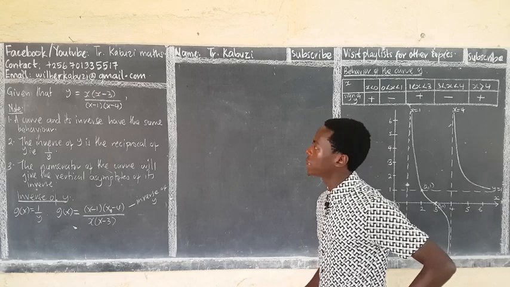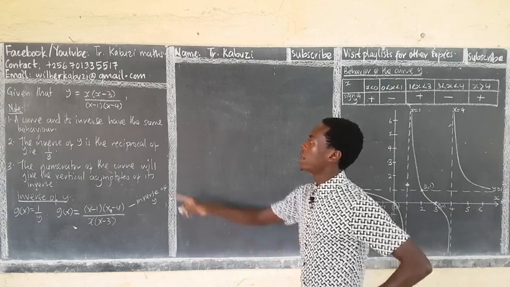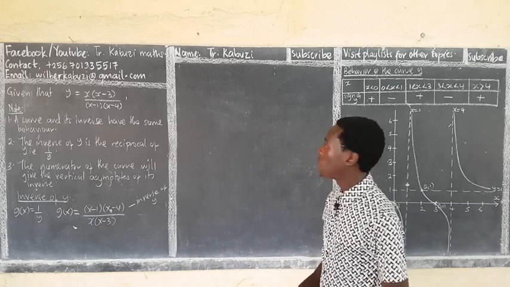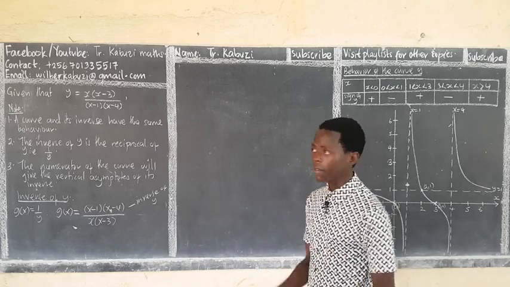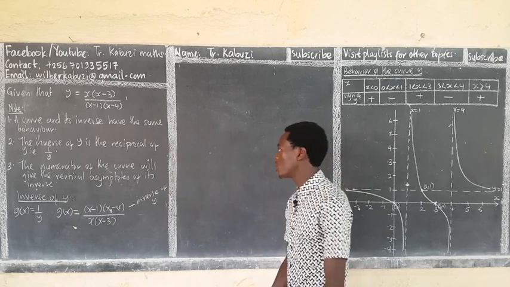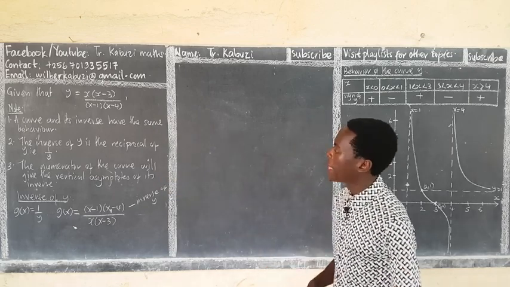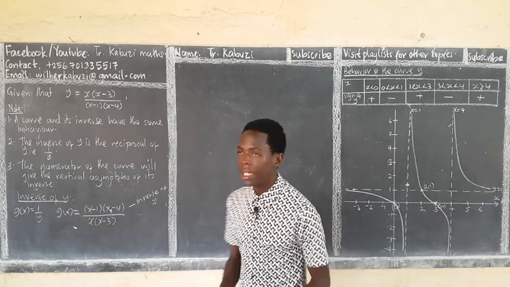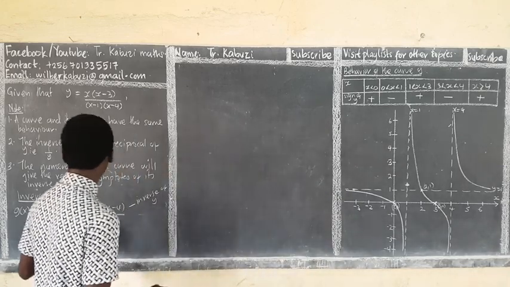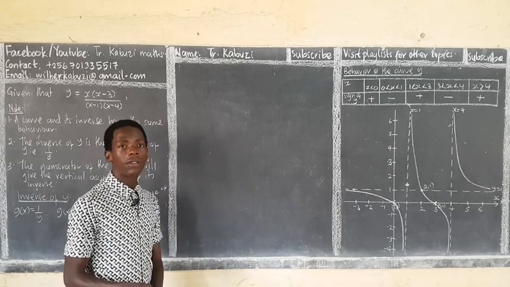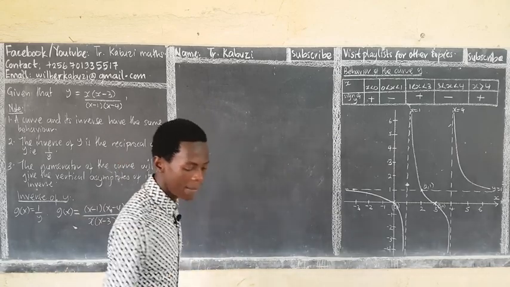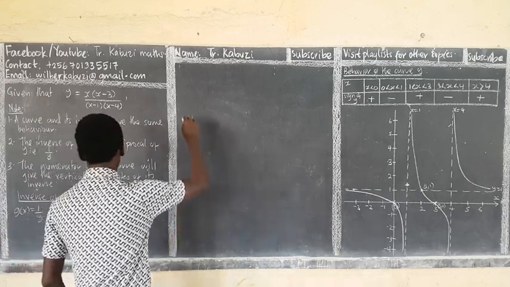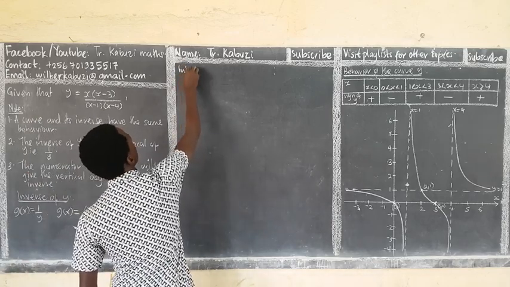Also what you need to note is the horizontal asymptote of the curve will be the horizontal asymptote of this inverse in most cases, specifically for this question when the powers are the same. Okay, so now we start by getting our intercepts. The curve I'm getting intercepts for is this inverse now.